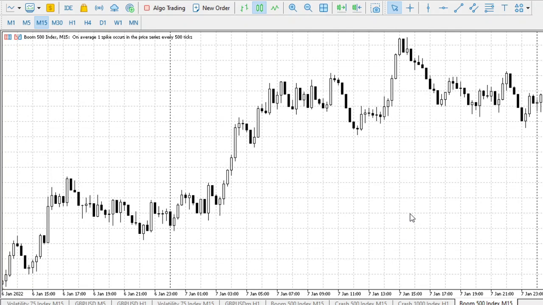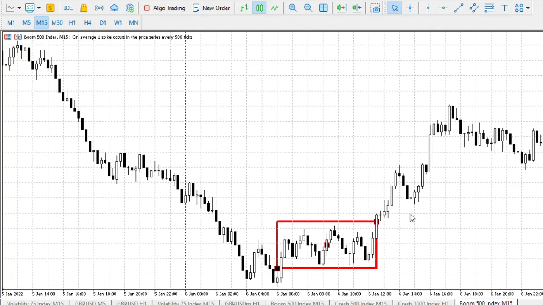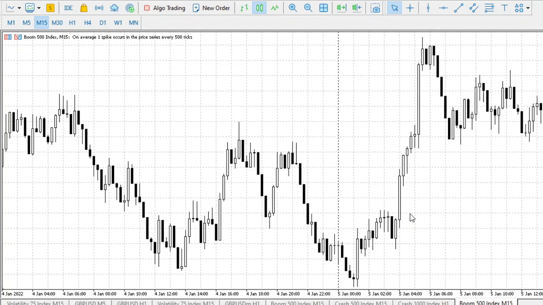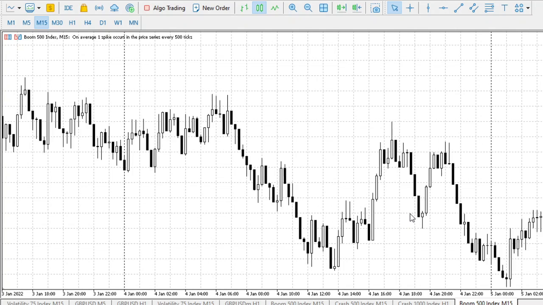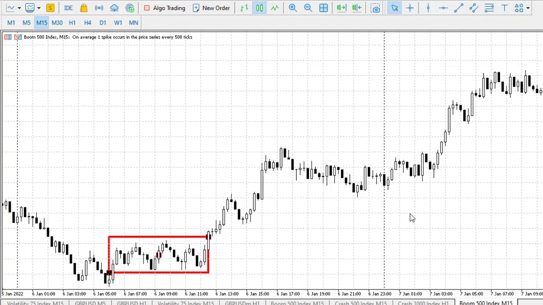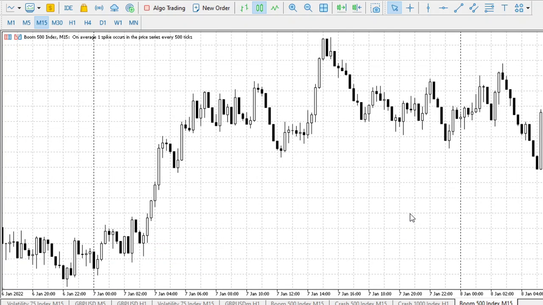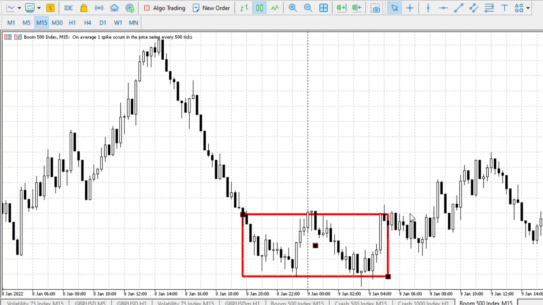So for strategy number one, the market should be in a downtrend and start ranging. When it starts ranging, we draw our rectangle. After drawing our rectangle, we wait until it is broken. Once it is broken, we enter our buy. So let's now go to strategy number two.